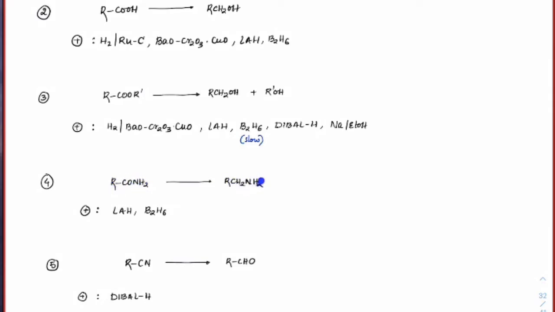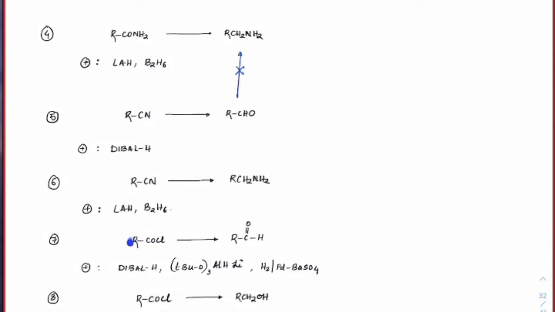Next we can see amides converting into amines. Best reagents are these two only, lithium aluminum hydride and B2H6. Cyanides, if you have to convert into aldehydes only, we don't have to go to alcohols. We don't have to end up here. We don't want this reaction to take place. We only want these cyanides to stop at aldehydes. Then we can use DIBAL-H. In the same way cyanides, if at all you have to end up at amines, then lithium aluminum hydride and B2H6. These two are best.